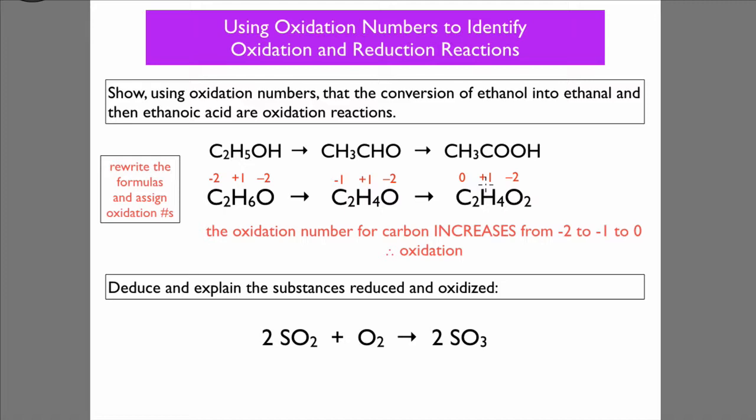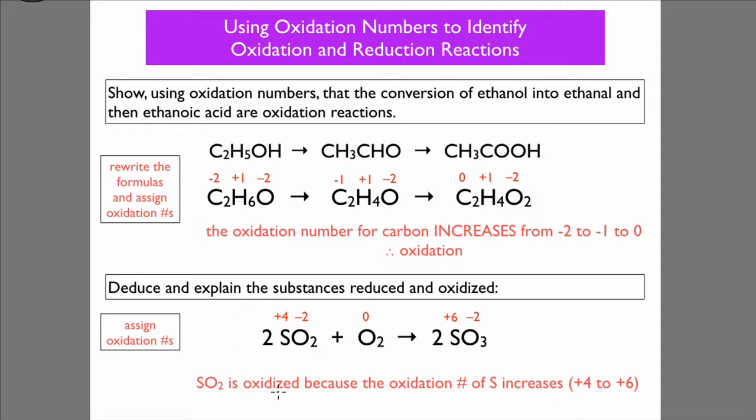Right, we're going to deduce and explain which substance is reduced and which is oxidized in the following reaction. So first of all, assign oxidation numbers and then look to see what's changing. You can see that sulfur dioxide is oxidized because the oxidation number of sulfur increases from +4 to +6. It's gone from 4 to 6. And oxygen here is reduced because the oxidation number of oxygen decreases from 0 down to -2.